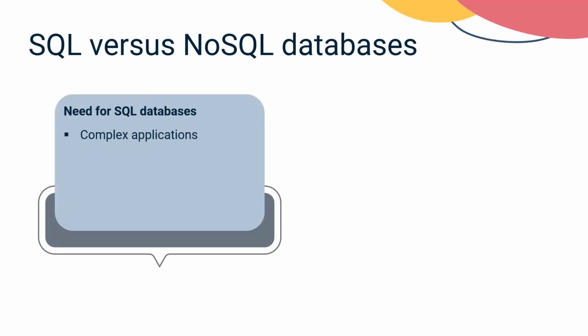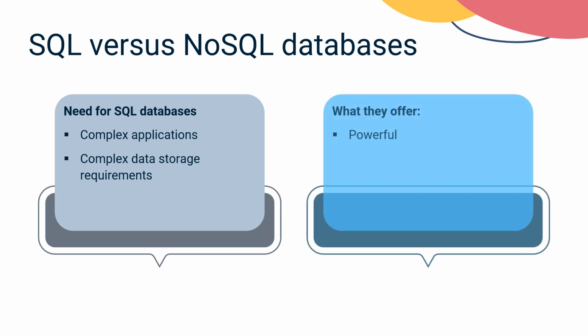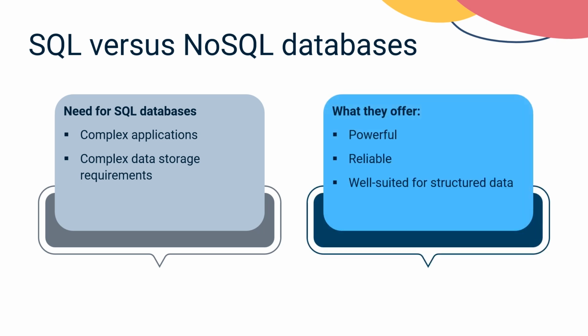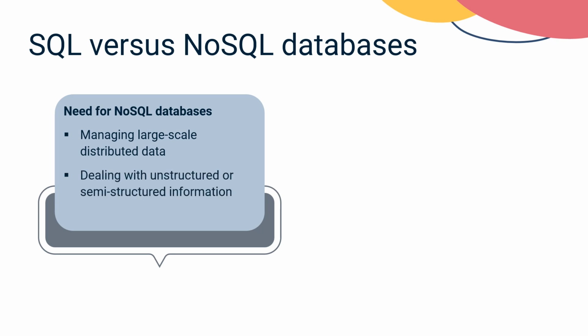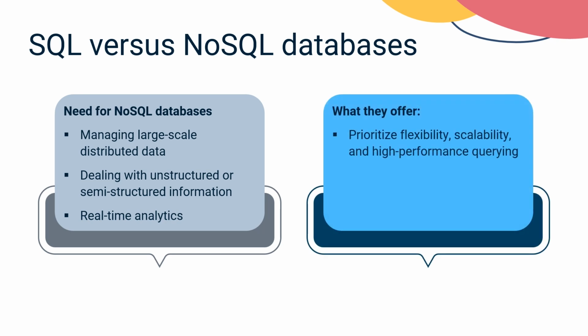As applications become more complex, so do their data storage requirements. Traditional relational databases, such as MySQL and PostgreSQL, are powerful, reliable, and well-suited for structured data that demands strong consistency. However, certain use cases, such as managing large-scale distributed data, unstructured or semi-structured information, or real-time analytics, may benefit from a different approach. This is where NoSQL databases come into play, offering alternative data models that prioritize flexibility, scalability, and high-performance querying for specific workloads.